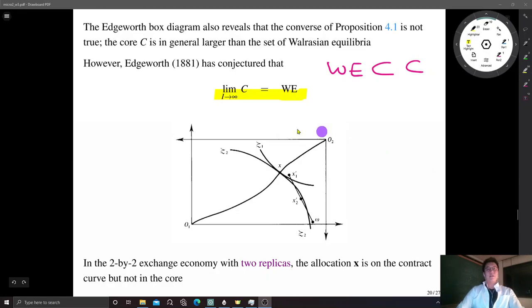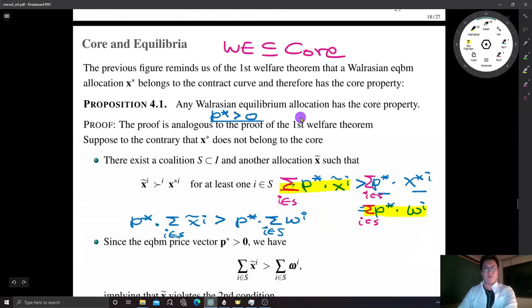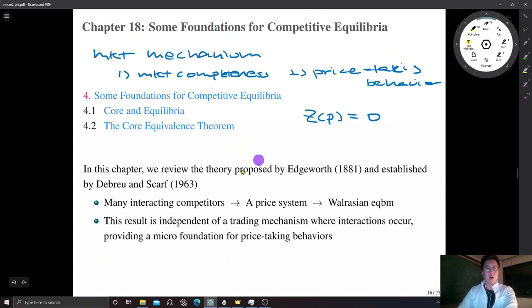All right, in this video, I'm going to show that the core converges to Walrasian equilibrium as the number of consumers goes to infinity. That formalizes Edgeworth's initial idea that I explained on the first slide. So interaction alone gives us the Walrasian equilibrium outcome, because we describe interaction between players using the concept of the core.